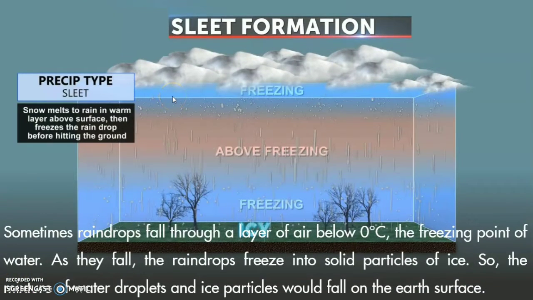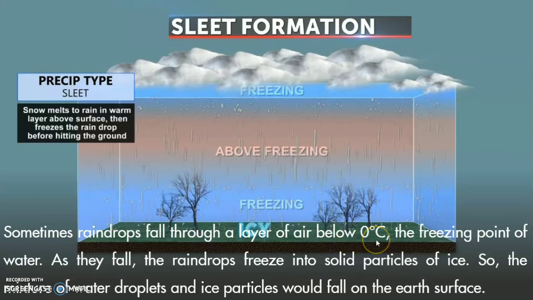Now, let's see how sleet is formed. See children, sleet falls when the temperature is cold. Sleet actually begins with the snowflakes in the atmosphere. As the snowflakes fall towards the ground, they pass a warm layer of air. So the snowflakes melt and form raindrops. So now what happens is that the raindrops move towards cold surface temperature.